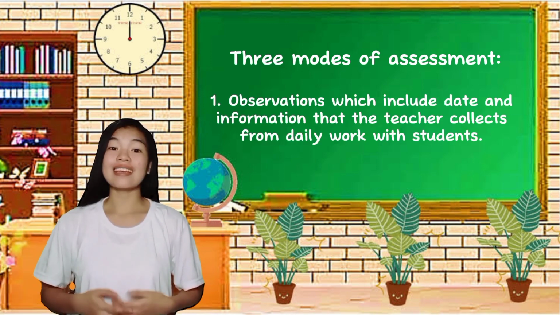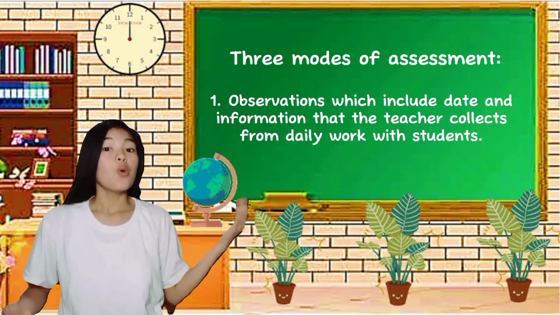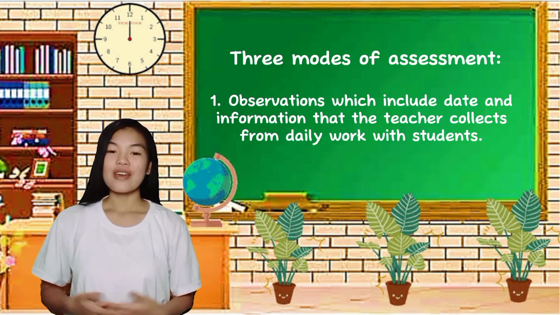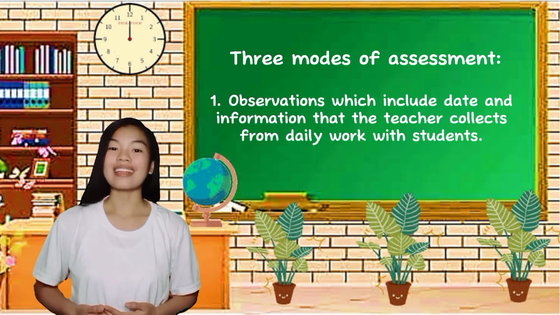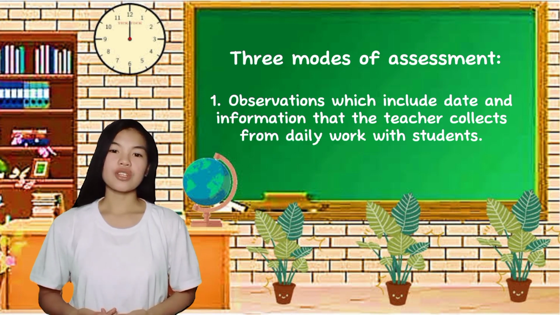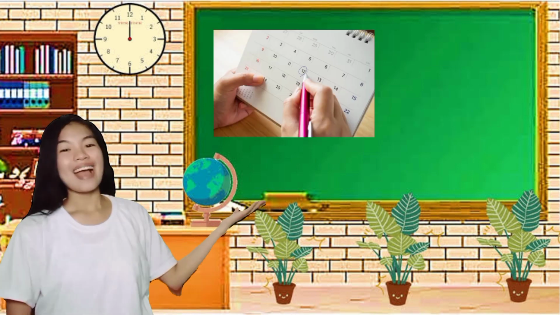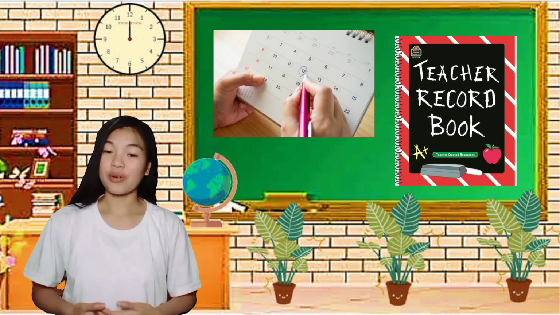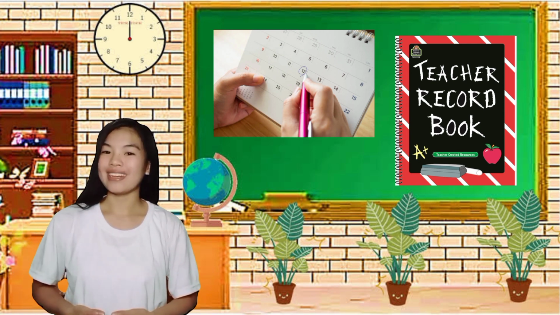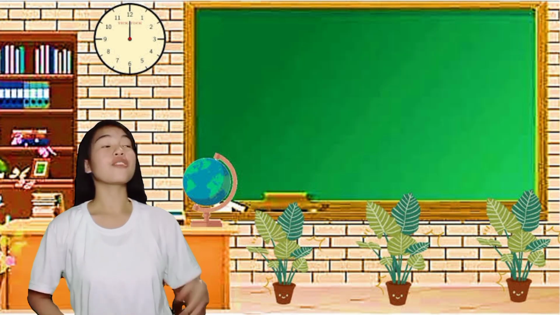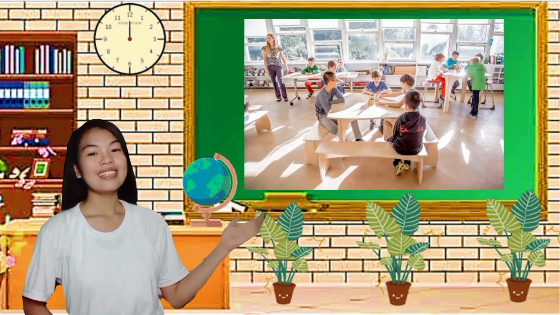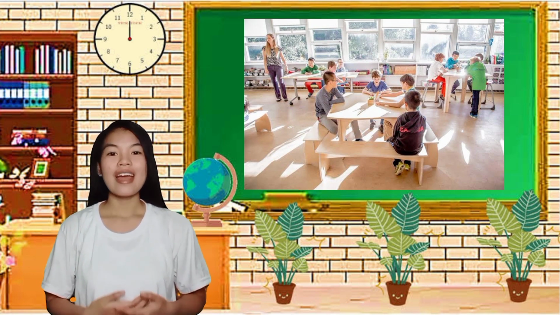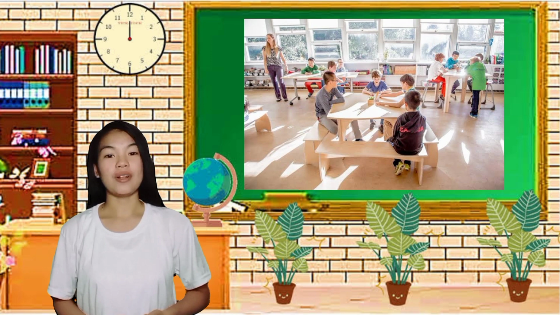One type of authentic assessment tool is observations, where the teacher collects information about a student's progress through daily work and activities. These observations may include the date, as well as notes about the student's performance and any areas of strength or weakness. By observing students in their natural learning environment, teachers can gain valuable insights into their abilities and tailor their instruction to meet their individual needs.